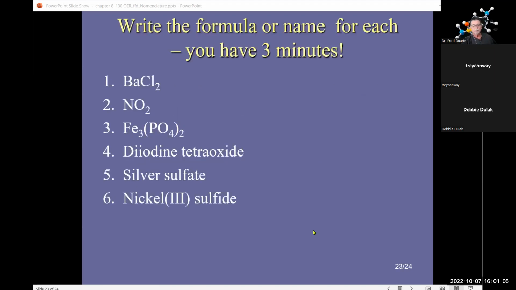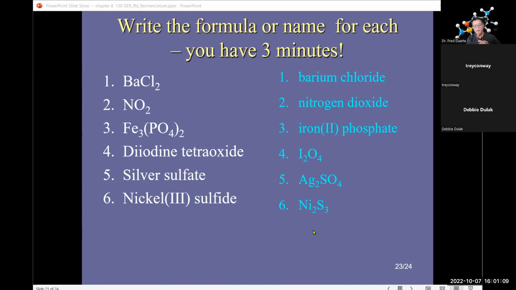And then you might want to try these at home, but you should come up with barium chloride, nitrogen dioxide, iron 2 phosphate, okay, diiodine tetroxide, and then we got silver sulfate, and nickel 3 sulfide. Also, keep in mind, we can do mix and matching here for most of these, especially the ionic compounds. So build up your database.